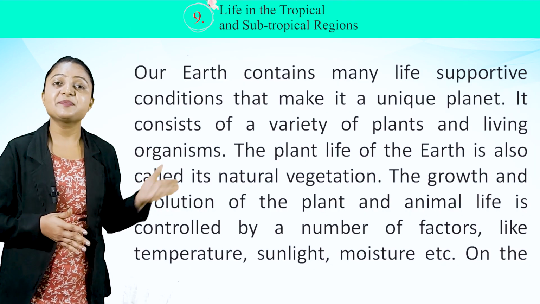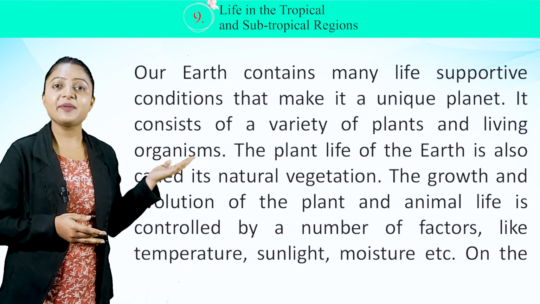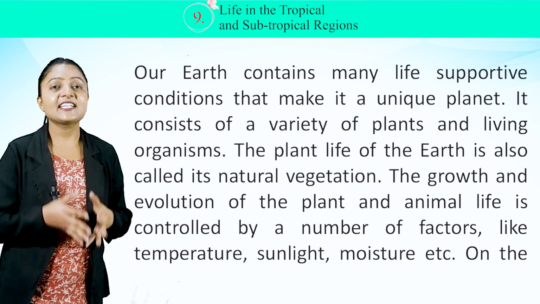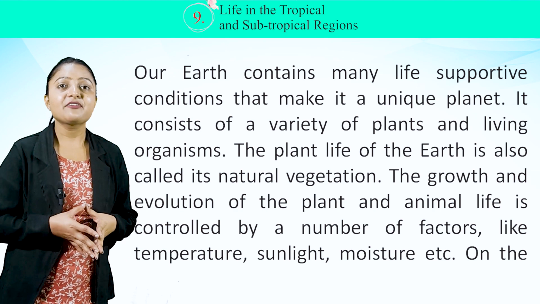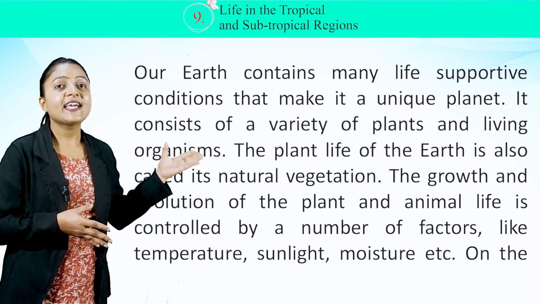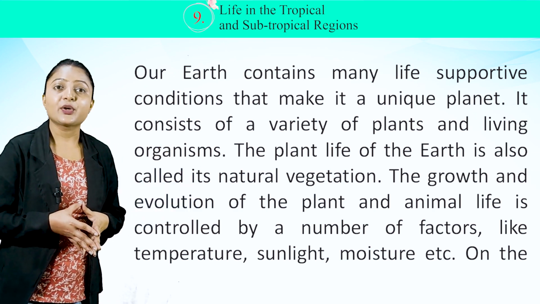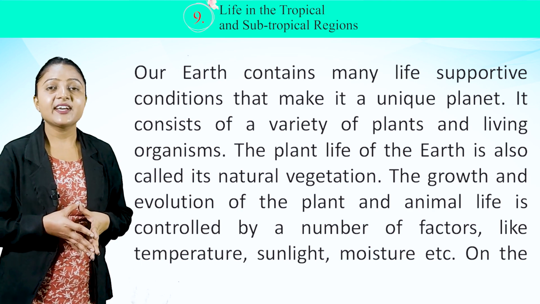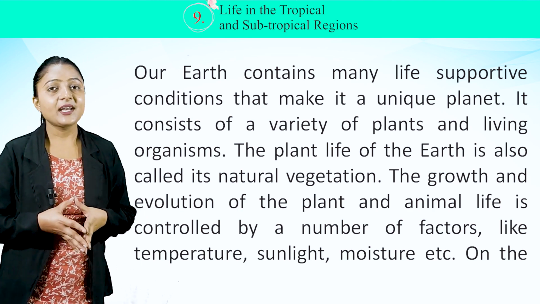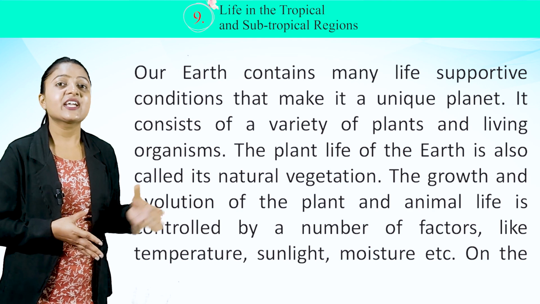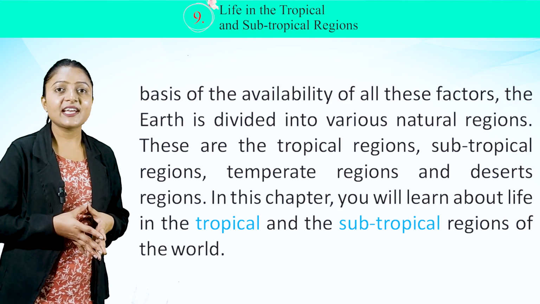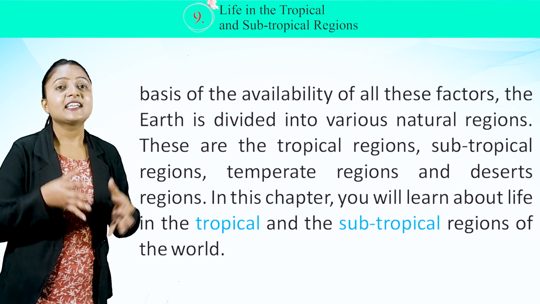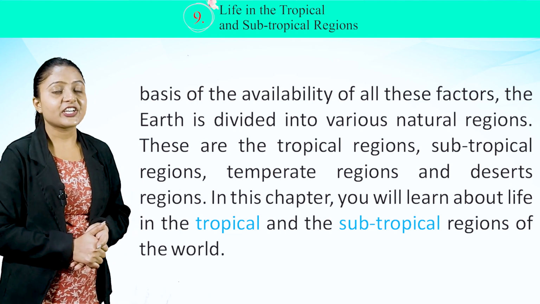Our Earth contains many life-supportive conditions that make it a unique planet. It consists of a variety of plants and living organisms. The plant life on the Earth is called its natural vegetation. The growth and evolution of plant and animal life is controlled by a number of factors like temperature, sunlight, moisture, etc. On the basis of the availability of all these factors, the Earth is divided into various natural regions.